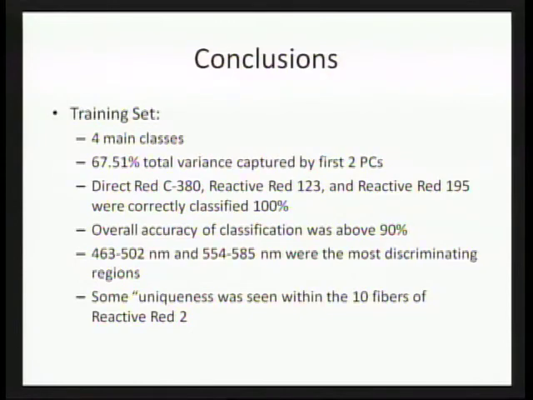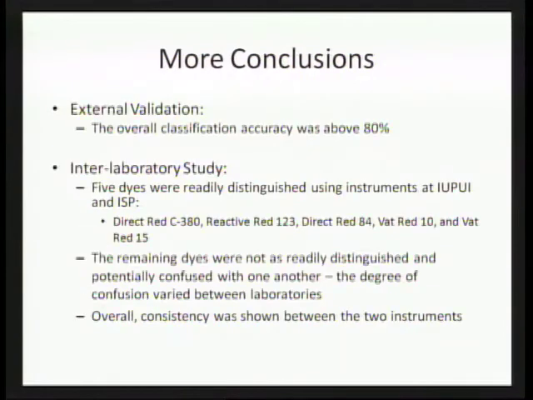We also saw some uniqueness within the fibers of reactive red 2, with 2 fibers being classified in class 1 and the 8 being classified in class 2. For the external validation, the overall classification accuracy was above 80%, so it's not great, but that's still good enough for our analysis. For the interlaboratory study, we saw that 5 dyes were readily distinguished using both instruments, so there is consistency between instruments.